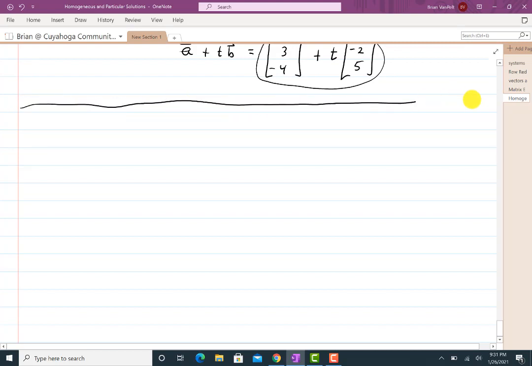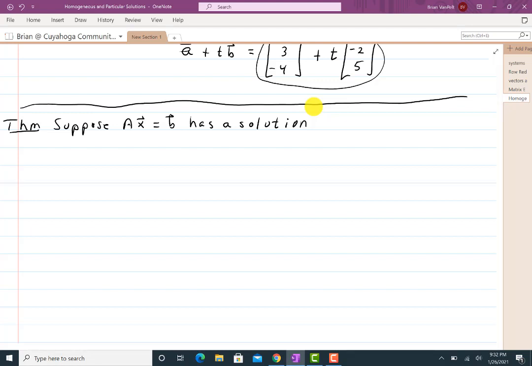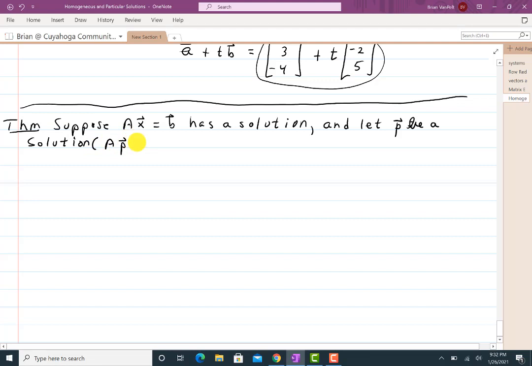Now that we've done some of the computations, let's take a look at some of the theory. There is only one theorem in this section, and it goes like this. Suppose AX equals B has a solution. So it may only be the trivial solution, but at least it's consistent. That's what's important, that the system does have at least one solution. And let P be a solution. So that means that A times P will equal B. Let me put that down there. A, P. When I replace X with P, I'll get B.